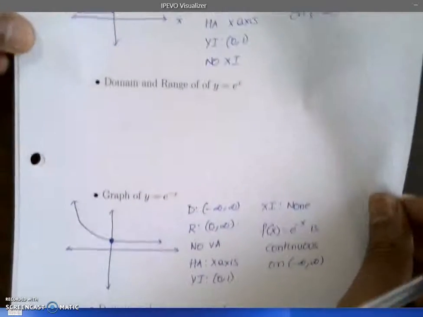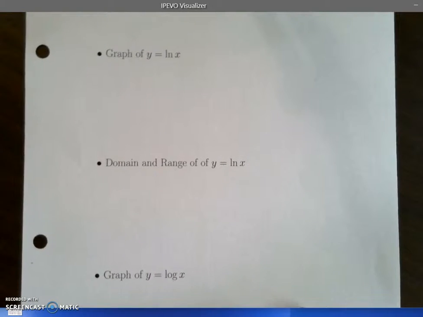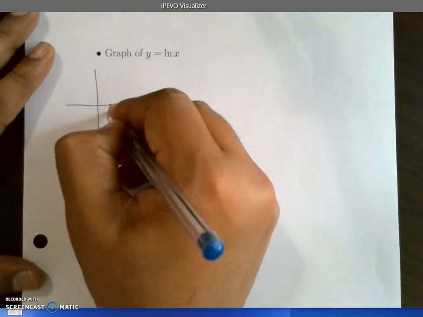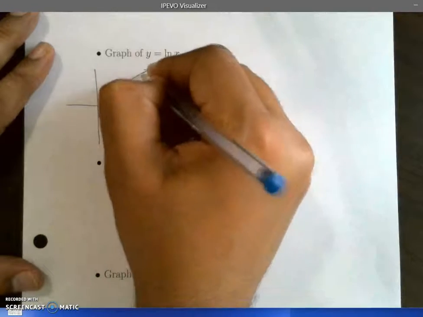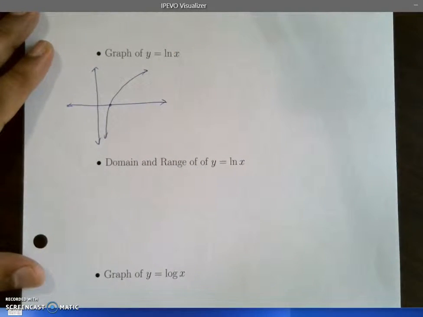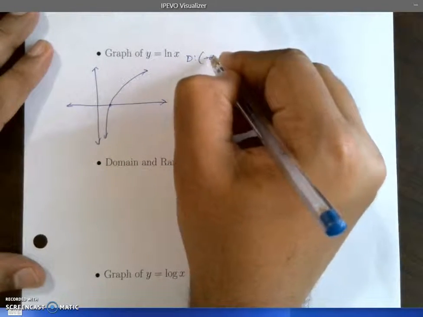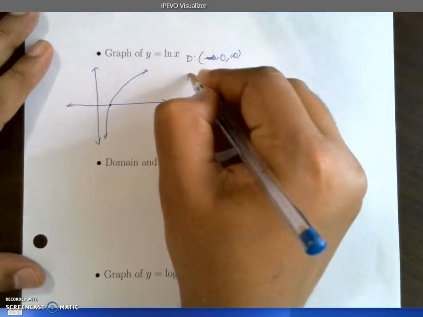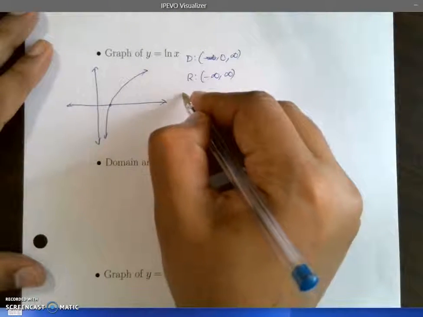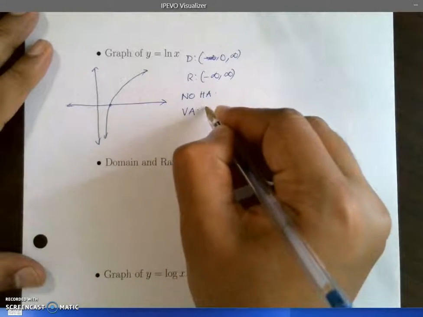So let's look at the natural log function. Now the graph of the natural log function would look like this. I hope you remember that, this is a rough sketch of the natural log of x function. The domain of natural log is going to be, sorry, not negative infinity, it's going to be from 0 to infinity. The range of this graph is going to be from negative infinity to positive infinity.